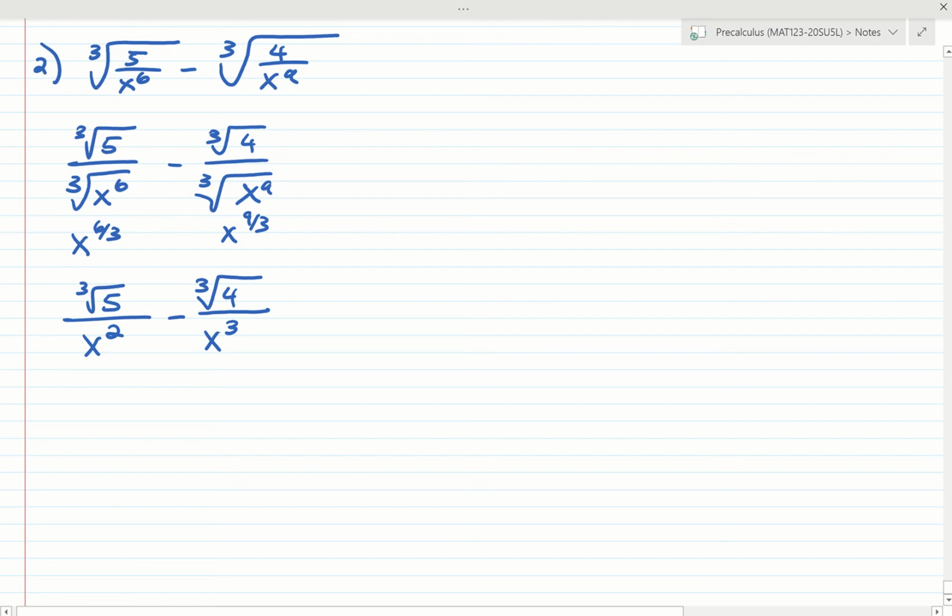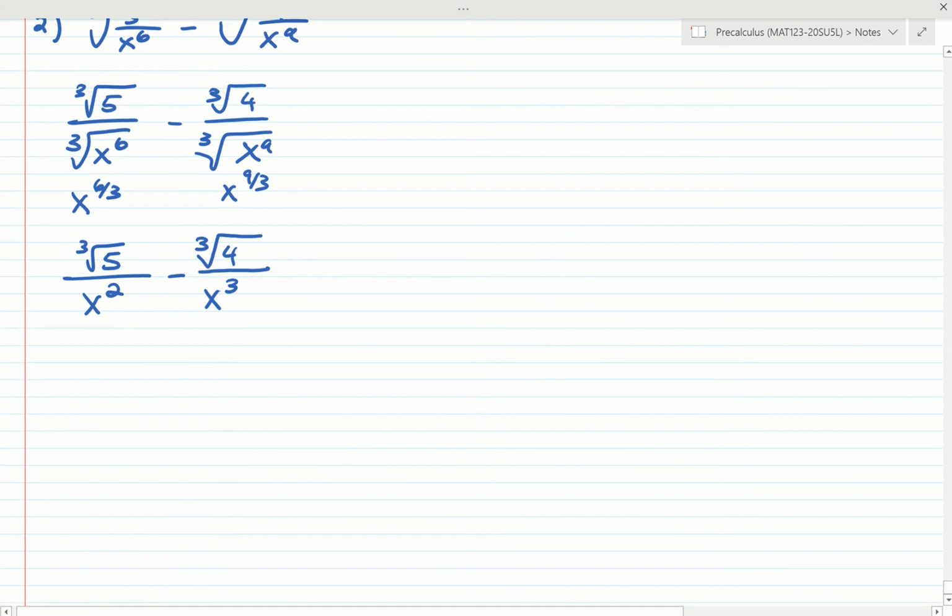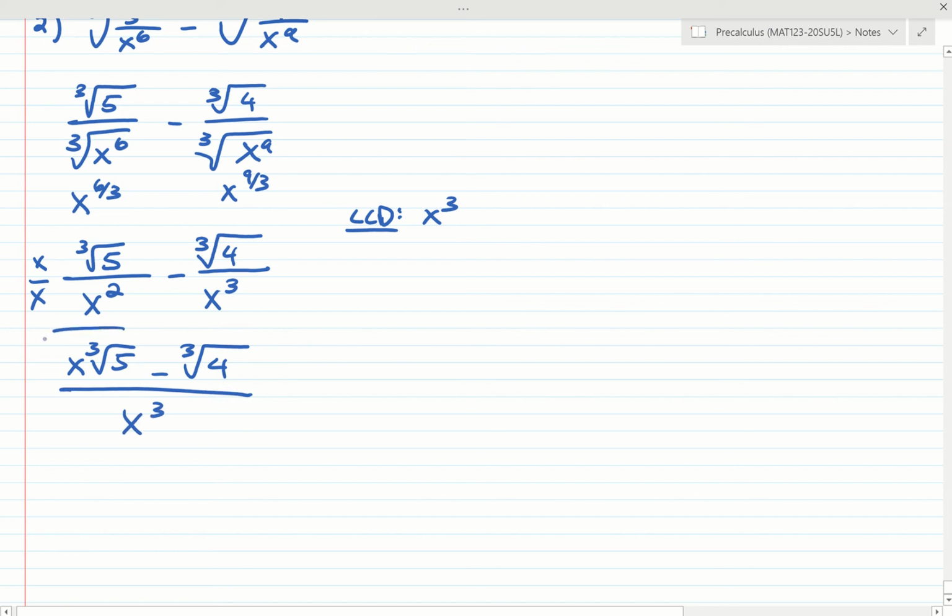All right. And as far as the radicals, I mean, they're taken care of, but generally whenever we have two fractions, we always want to combine them to one. And talking about our least common denominator, that would be x to the 3rd. So we just multiply this fraction by x over x, we would get x times the third root of 5 over x to the third minus the third root of 4 over x to the third, or we could just combine both of those fractions.